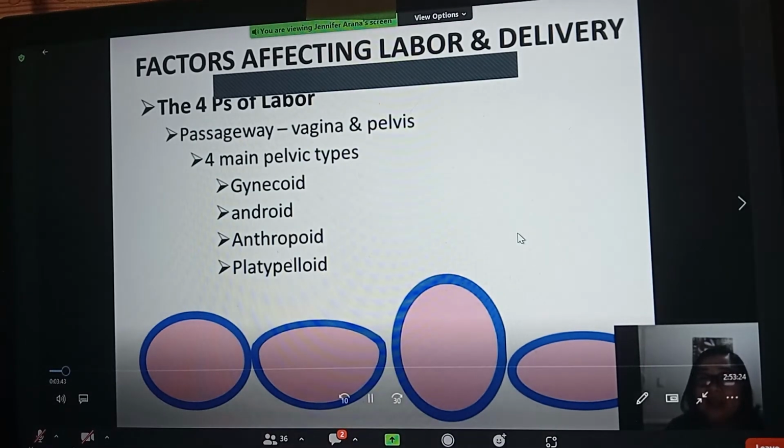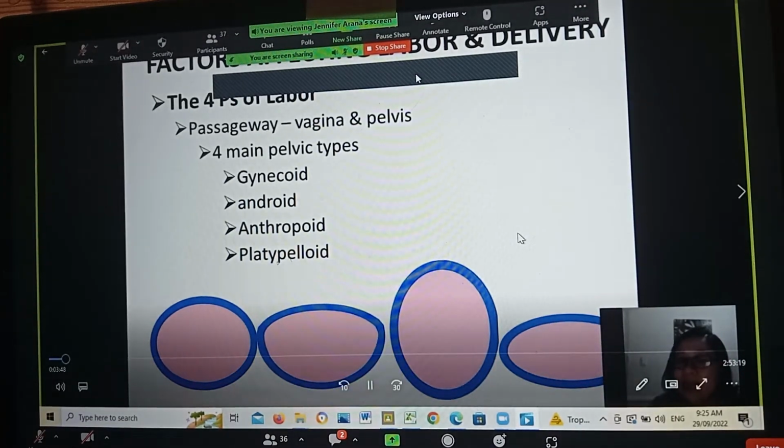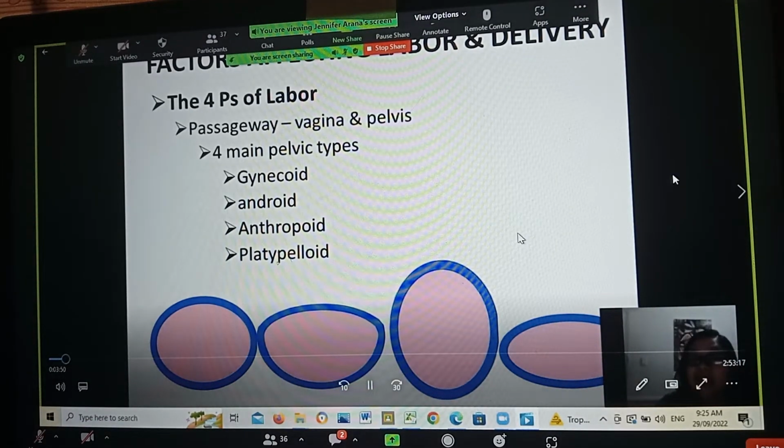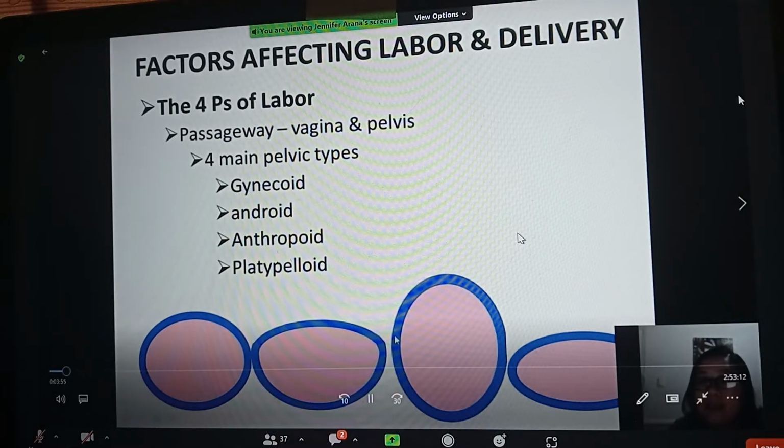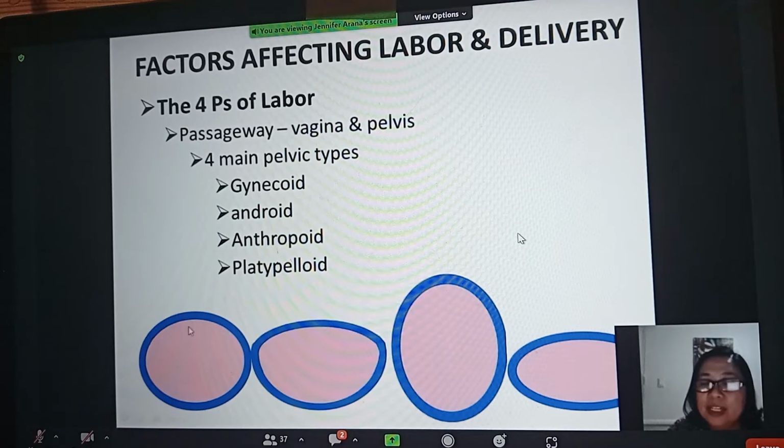Alright, there are basically four main pelvic types: the gynecoid pelvis, android pelvis, anthropoid pelvis, and platypelloid pelvis. The openings of the four types of pelvises are illustrated in these drawings. The first, the spherical one, is the gynecoid pelvis. The gynecoid pelvis is round, wide, and deeper, and it is the most suitable pelvis for pregnancy.